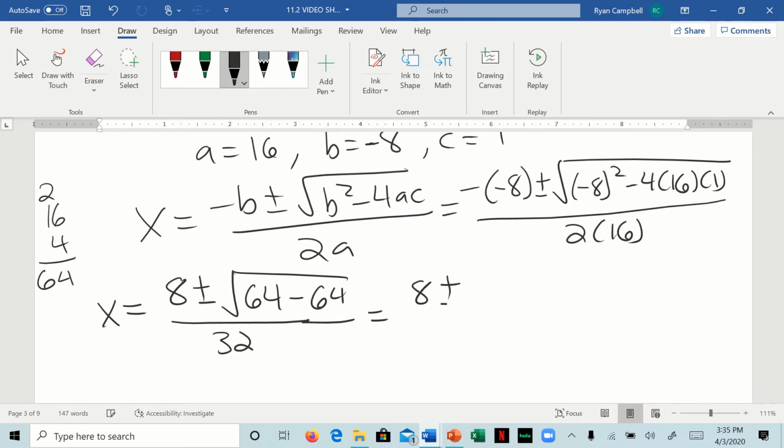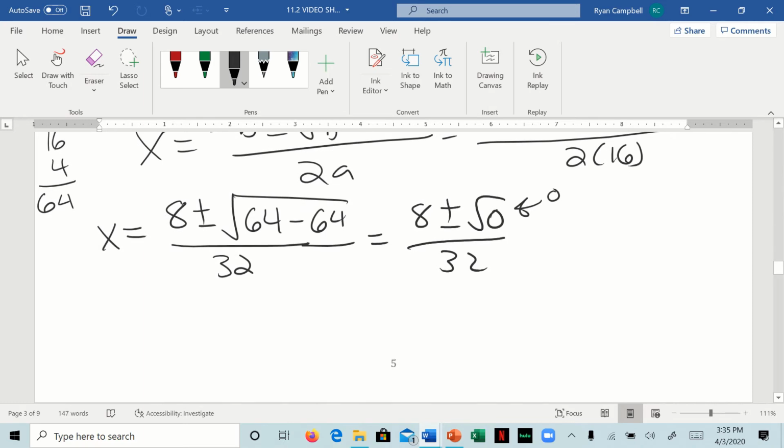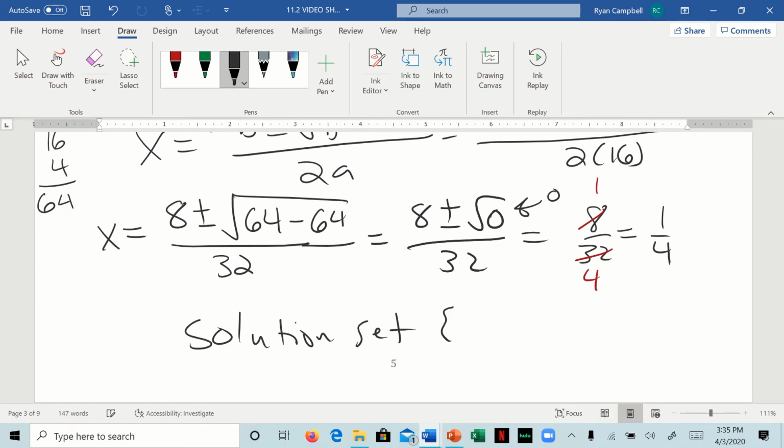So we get 8 plus or minus the square root of 0 over 32. Well, the square root of 0 is just 0. So that just simplifies down to 8 over 32. Which, if you divide both by 8, 8 divided by 8 is 1, 32 divided by 8 is 4. We just get 1/4. So this time we only get one solution. The solution set is 1/4.